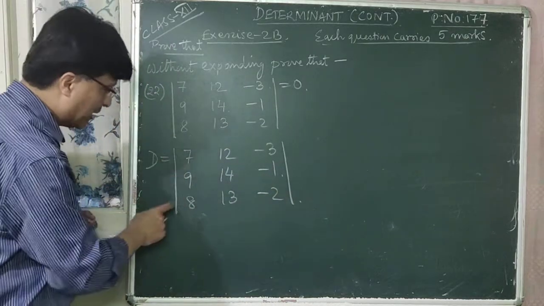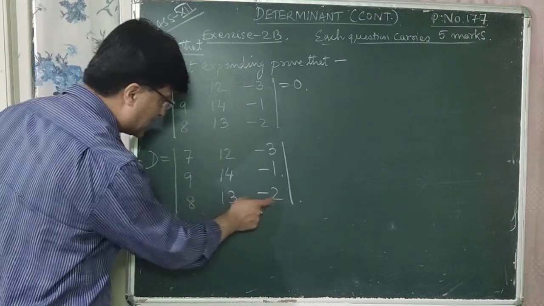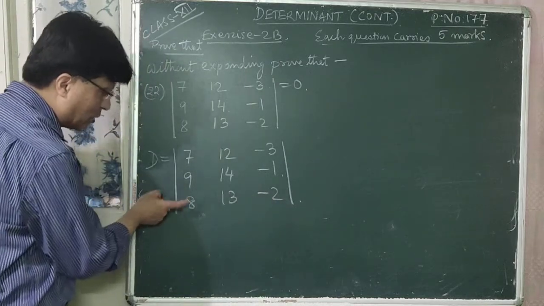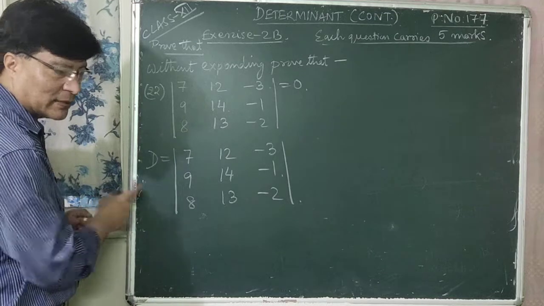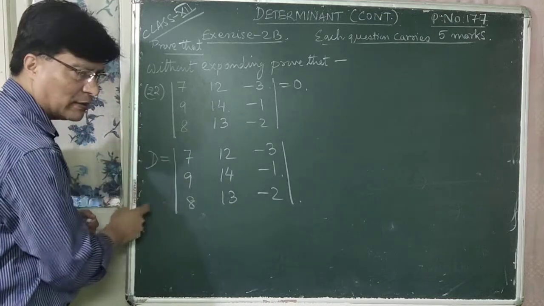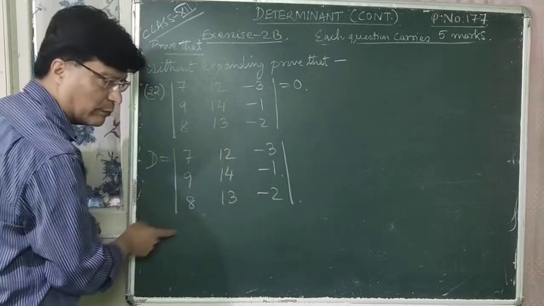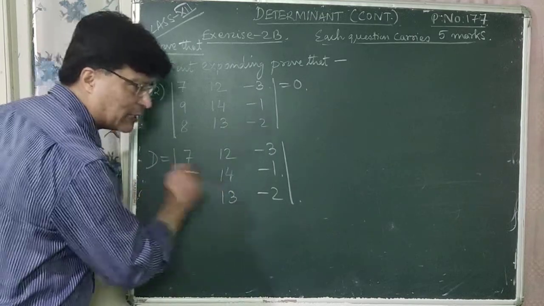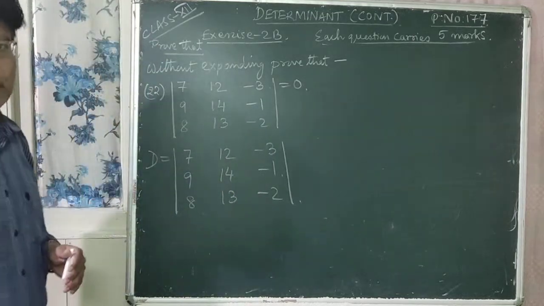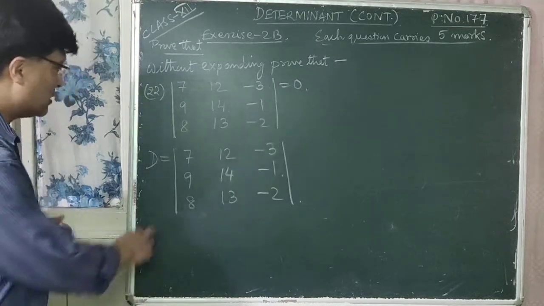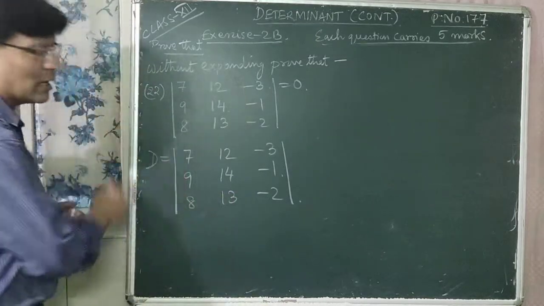Okay? Now next, R3 dash is equal to, you can do R3 minus R2 or R3 minus R1. Right? Let's do R3 minus R1. Because it will be positive. If you do R3 minus R1, you will get positive. But if you do R3 minus R2, you will get negative sign. Let's have positive sign here. Okay? That is R3 dash is equal to R3 minus R1.